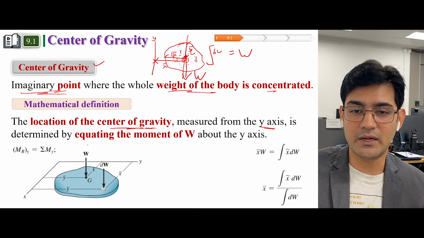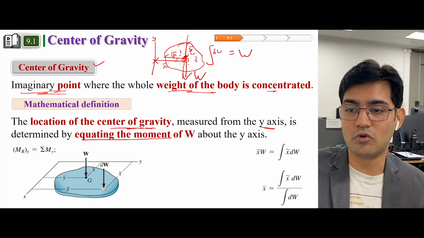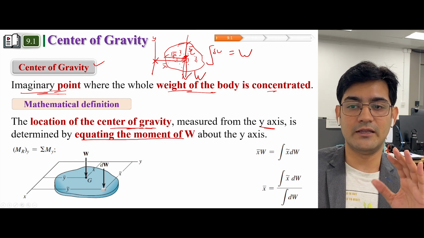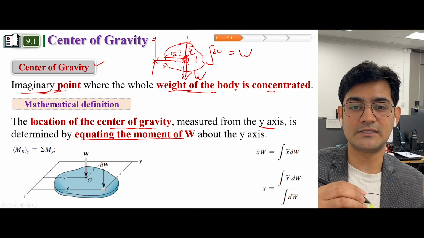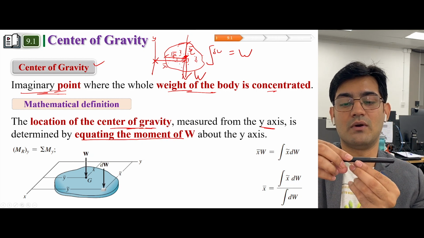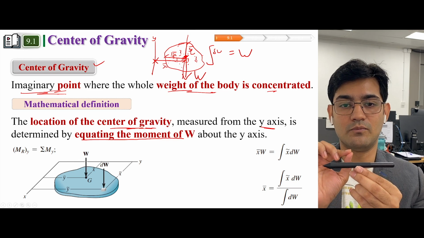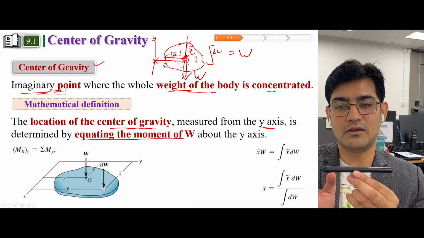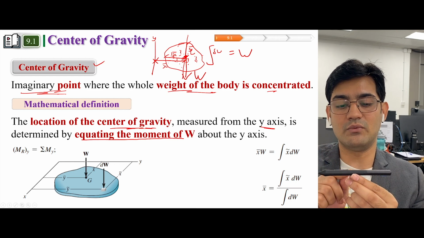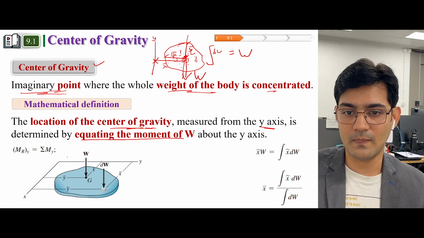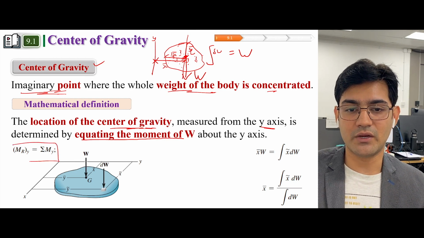Now, how can we calculate it? We can calculate it by equating the moment of W. We studied moment in the previous lecture. As I was discussing a while ago, the moment is where it balances out. So basically if we can equate the moment, then we can calculate this center of gravity point. So that's the equation for equating moment.